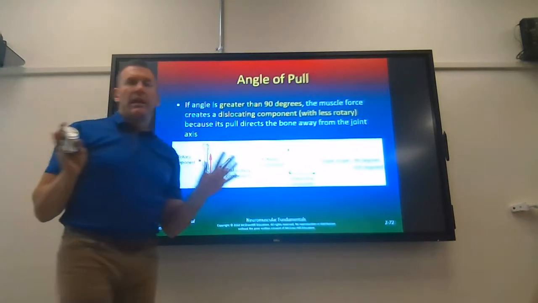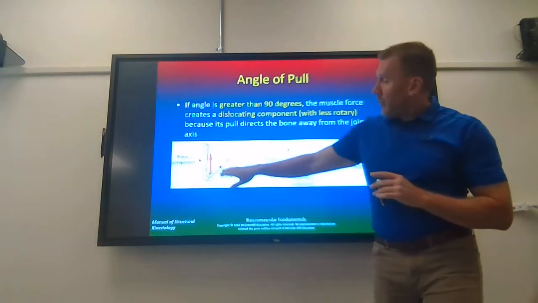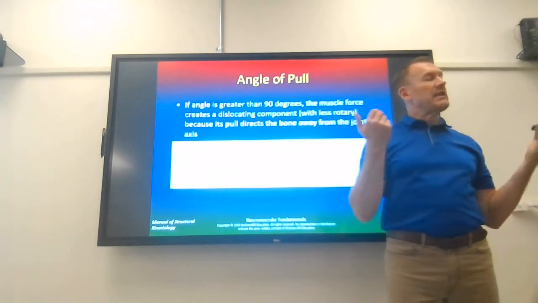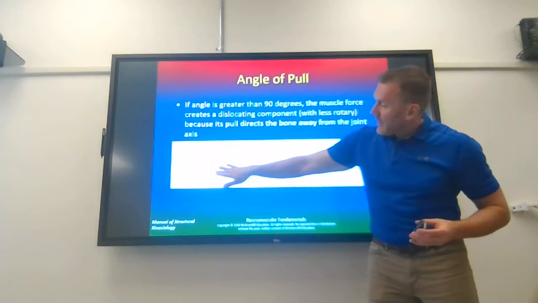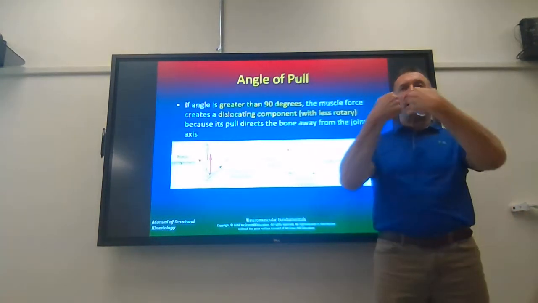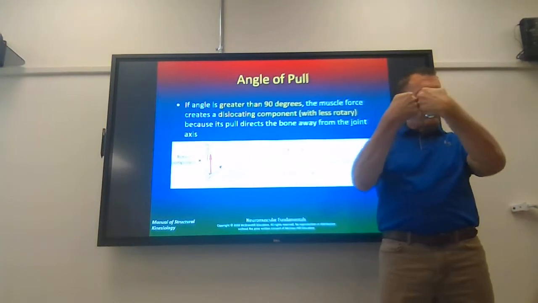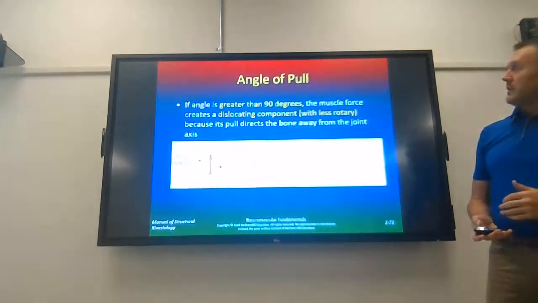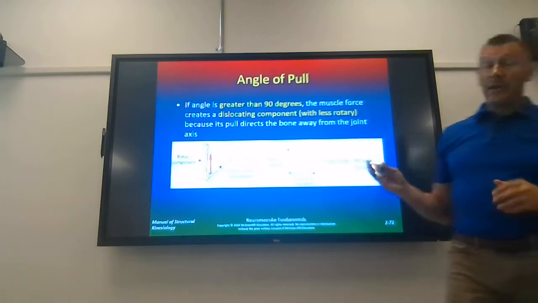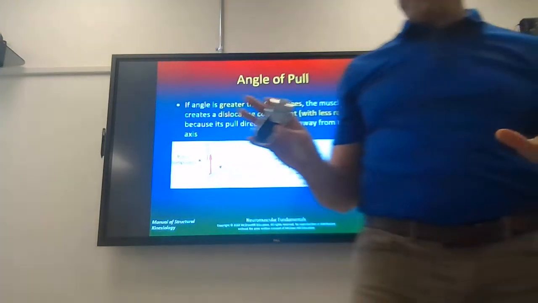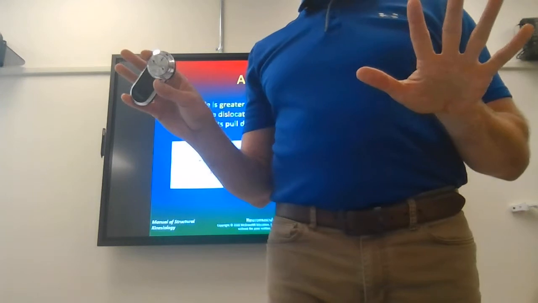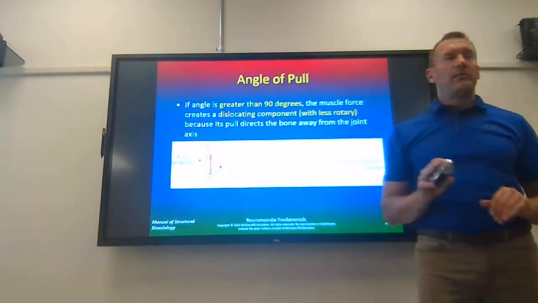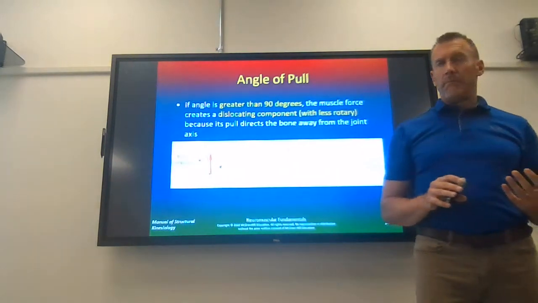So again, we have two parts. We have the rotary component that does what? That's the part that flexes the elbow, but we've also got this other part acting in this direction that tends to pull the elbow apart. But that doesn't actually happen under normal conditions. Okay, so does everybody understand angle of pull? So at positions where we maximize the rotary component, that's where we're going to be strongest.